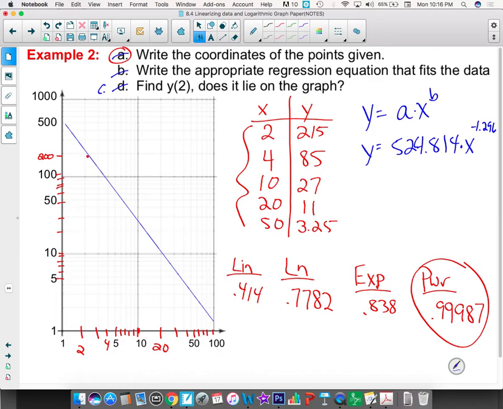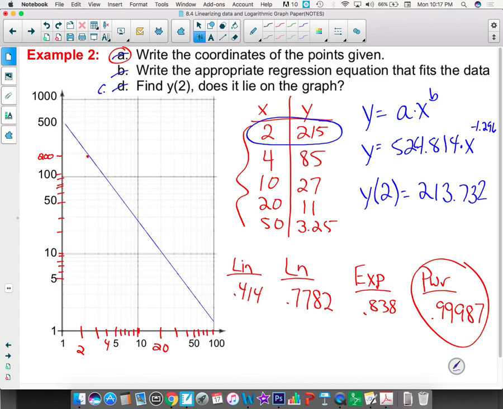Find y of 2. So that means we got to plug 2 into that function. All right, so you got 524.814 times 2 to the negative 1.296. And y of 2 is about 213.7, which is pretty close to what we had here. Okay? 213.732. Okay, so that's pretty close. Not too bad, just looking at those points. That's what you're going to have to do in the book. All right? So make sure you guys got those notes down for this one.